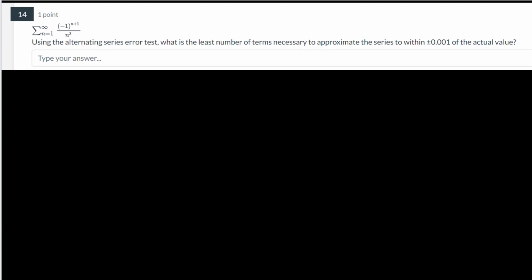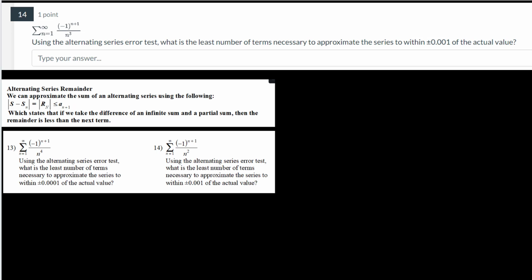Number 14 for the alternating series test. Okay, for the alternating series test, you could look at the test for convergence number 2 classwork and go to the alternating series remainder questions like 13 and 14. We're doing a similar thing here. We're going to find the remainder, which is going to be less than or equal to the next term. So if here we look at this, it has n cubed on the bottom and it's alternating. That's what the -1 here on the top raised to power is telling us.